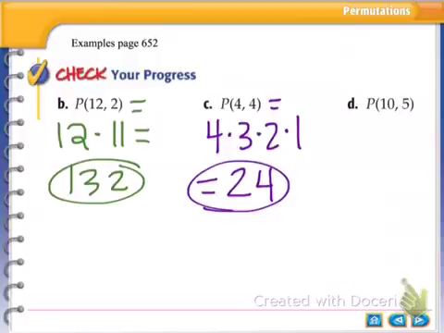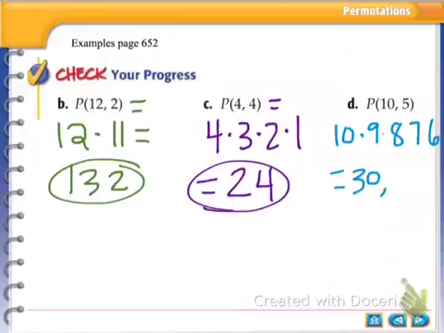Next one, on example D, P(10, 5). So I'm going to start with 10 and multiply down until I have 5 numbers: 9, 8, 7, 6. About to go off the screen. Alright, so 10 times 9 times 8 times 7 times 6. And when I multiply that, I get 30,240.